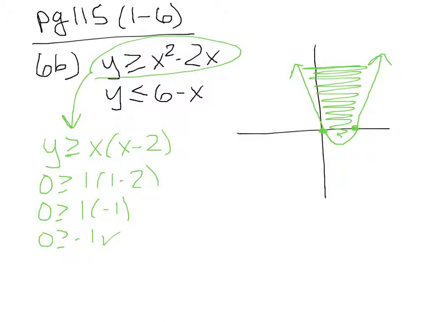Okay. Now we're going to go ahead and graph this line. Our y-intercept is 6, and we're going to go down 1 over 1. And we're going to graph there, and then we'll shade in there.